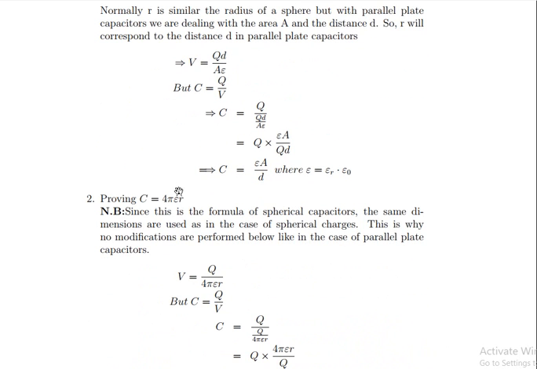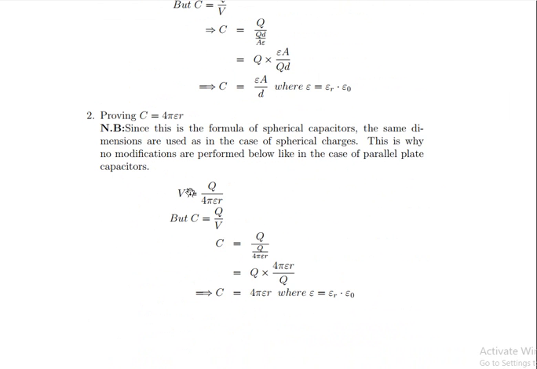Now let's prove the formula C equals 4 pi epsilon R in the case of circular plate capacitors. In this case, we still know that V in electric field is equal to Q all over 4 pi epsilon R. But in this chapter, we realize that the capacitance is the ability of a capacitor to store charge per unit potential difference placed across it, V. So I substitute this value of V inside: Q all over 4 pi epsilon.